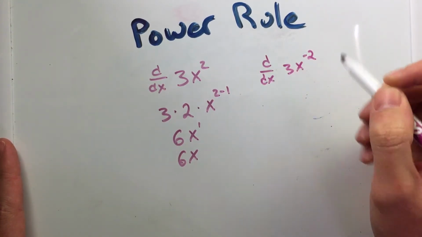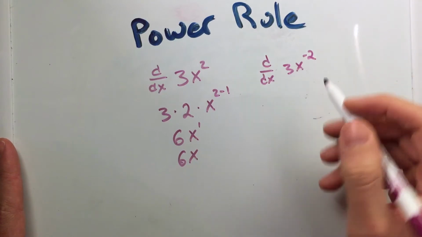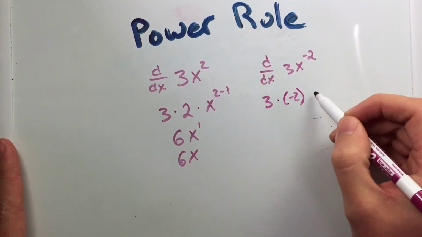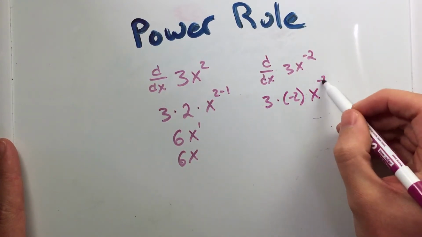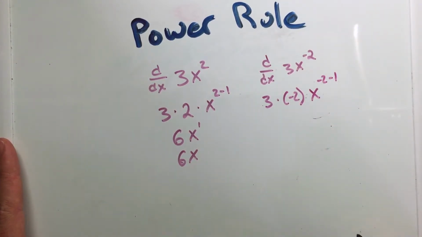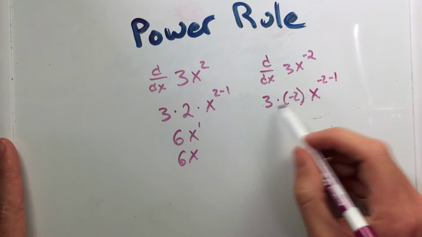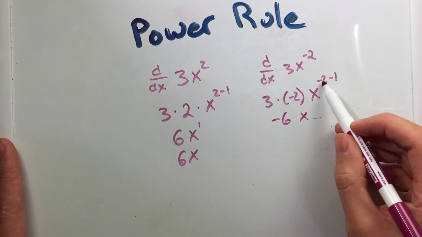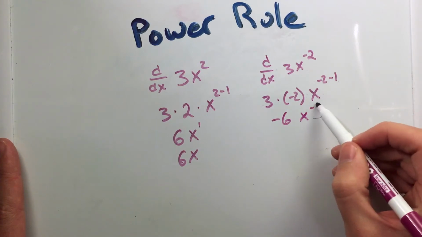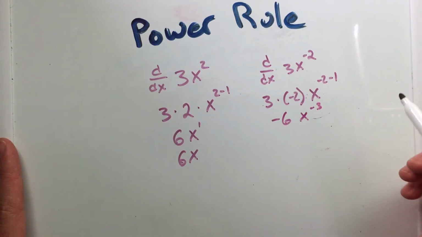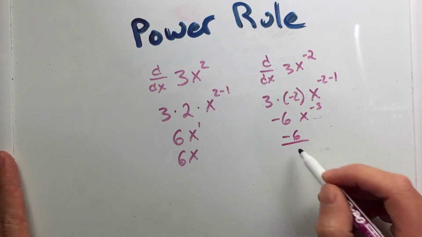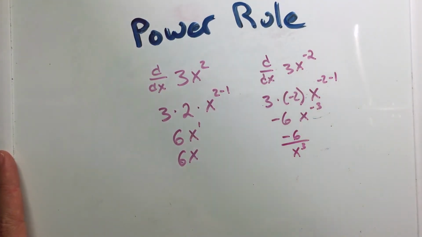The same idea happens. We bring that negative 2 down, so we have 3 times negative 2 times x to the negative 2 minus 1 power again. So then we're left with 3 times negative 2, which is negative 6x. And then here we have negative 2 minus 1, which is negative 3. And that would be our derivative. If we want to rewrite it nice and neat, it would be negative 6 over x to the third power. And that's the basic idea of the power rule.